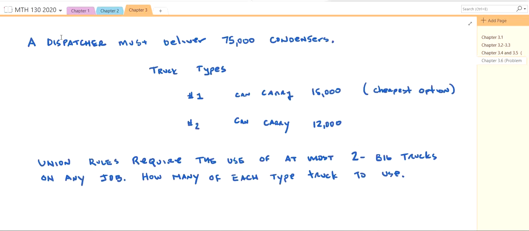Okay, here's our question. A dispatcher must deliver 75,000 condensers. He has 2 truck types to choose from. The first type can carry 15,000. This is obviously the cheapest option because the second type can only carry 12,000. But union rules require that the dispatcher uses at most 2 big trucks on any job. So how many of each type of truck should the dispatcher use?